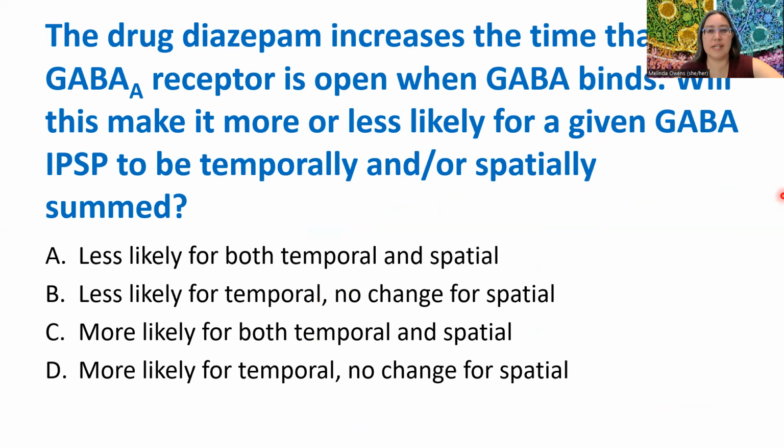The question: the drug diazepam increases the time that the GABA A receptor is open when GABA binds. Will this make it more or less likely for a given GABA IPSP to be temporally and/or spatially summed? What do you think?